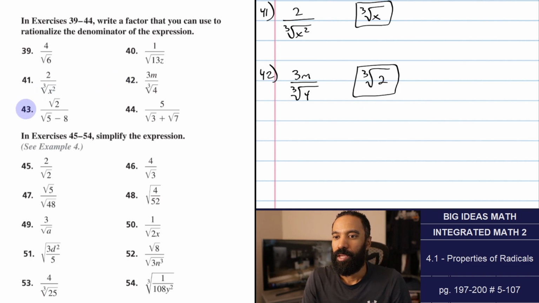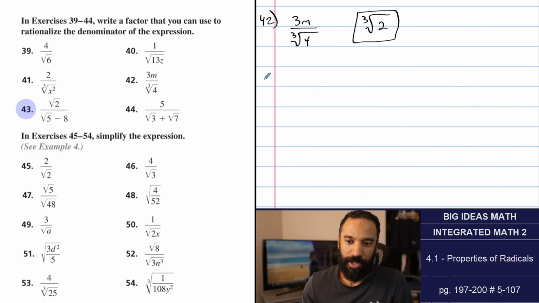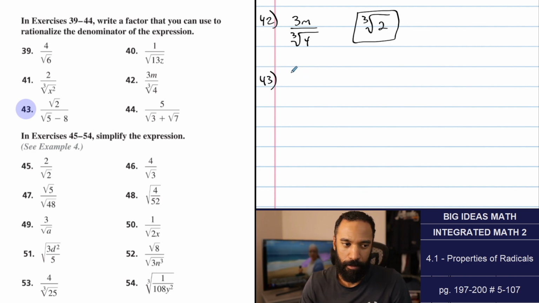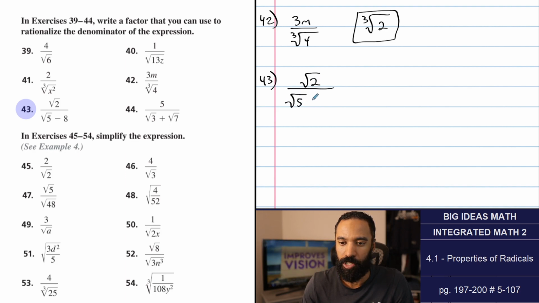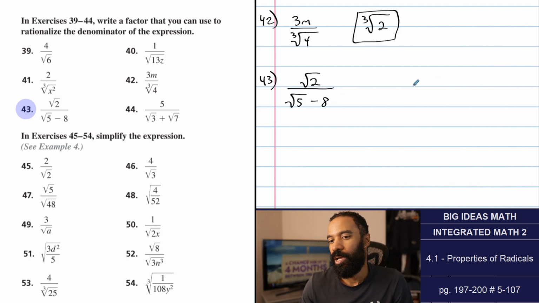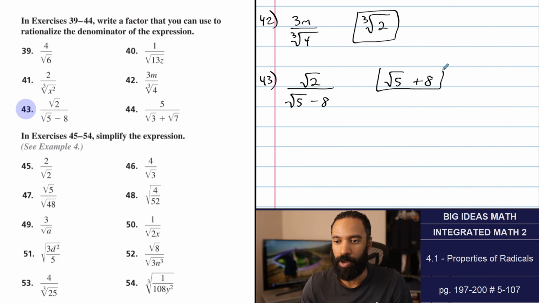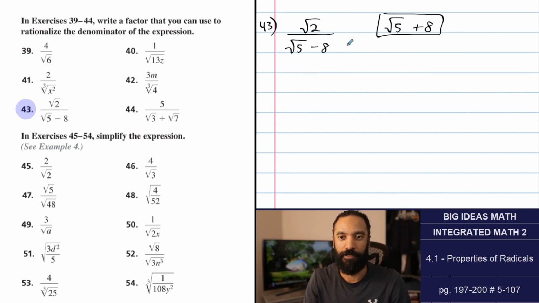Number 43. This is where we have a binomial in the denominator, and just multiplying by, say, the square root of 5 or something is not going to pan out. This is where we start to multiply by conjugates. The square root of 5 minus 8's conjugate is the square root of 5 plus 8. This is what you're going to multiply by in top and bottom. Create a difference of 2 squares.